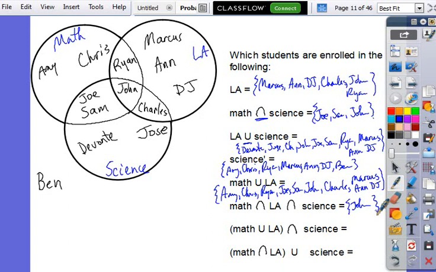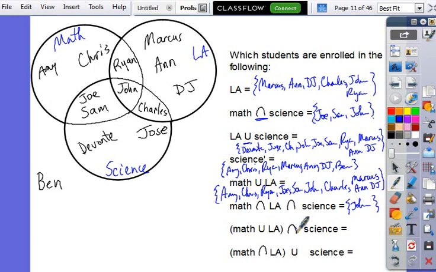All right, now look at this. When it's got the parentheses, you've got to do that one first before you do anything else. So this one says math or language arts. Do we have that already? Please tell me we do. All right, we've already got that one up here. Does everybody see it?